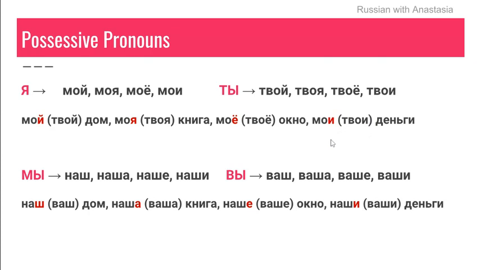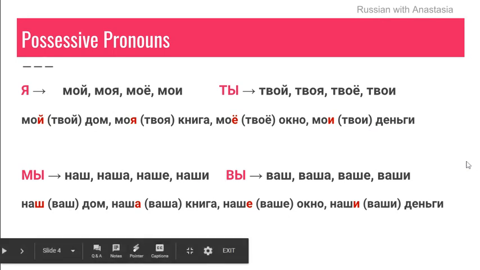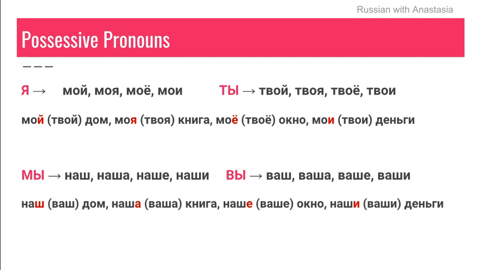Now let's move to plurals. Мы and вы, we and you, plural, also sound pretty much the same in Russian, only the first letter changes. Мы becomes наш, наша, наше, наши. Вы becomes ваш, ваша, ваше, ваши. Alright? Pretty much the same. Again, endings show us which gender and number the pronoun belongs to.